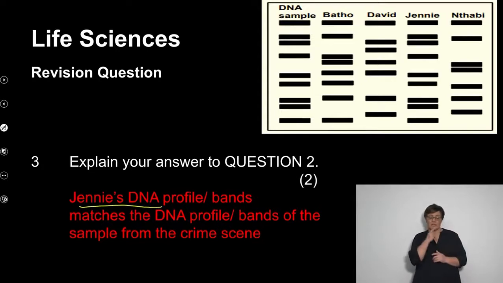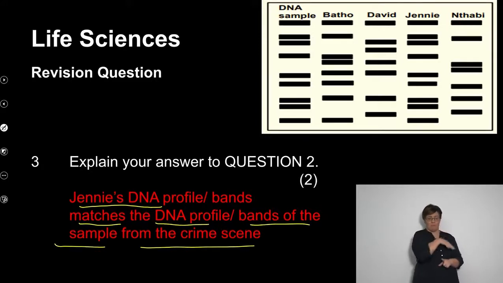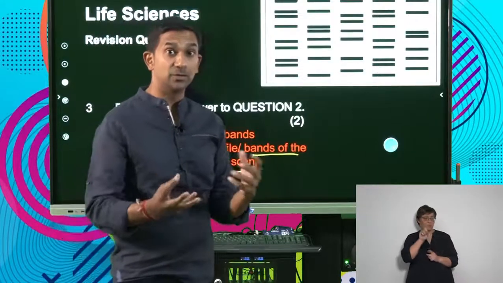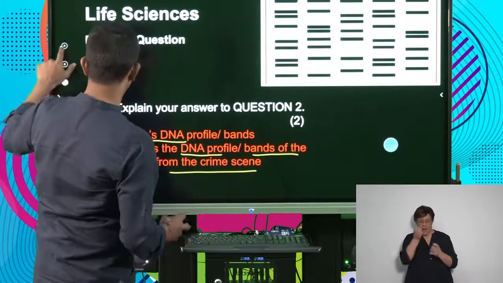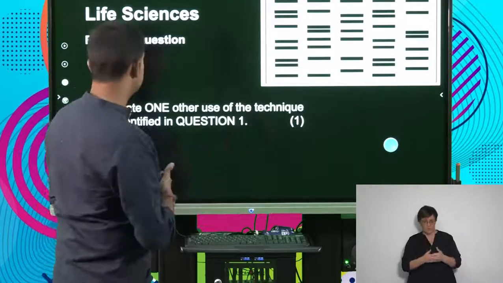So when we look at Jenny's DNA profile bands, there's a perfect match with the DNA profile bands taken from the crime scene. Because there's a perfect match, it means that these 2 samples have to have come from the same individual. And in this case, we know that the sample of DNA that was found is a match to Jenny. And so now we've got to identify the reason for the blood having been on the window pane. And that is information that we need to further investigate at a crime scene.